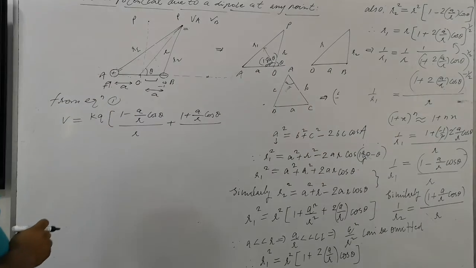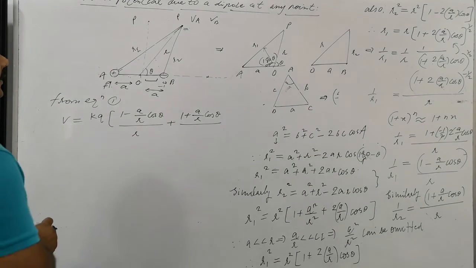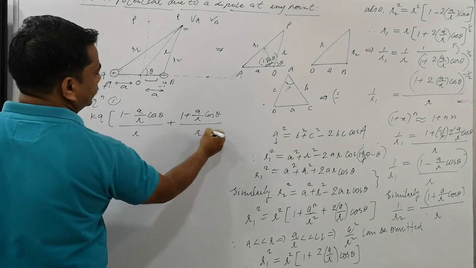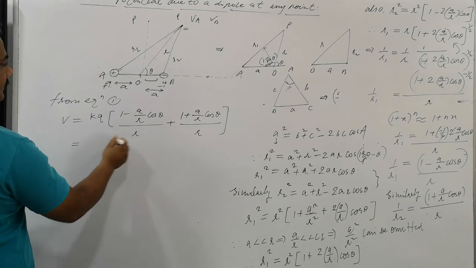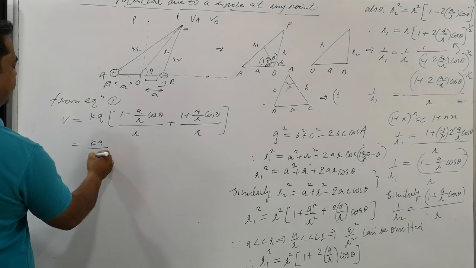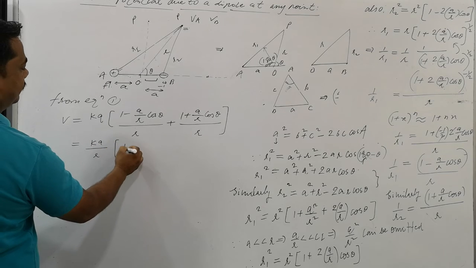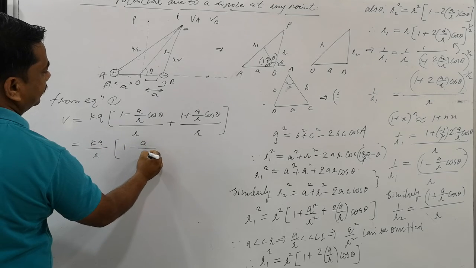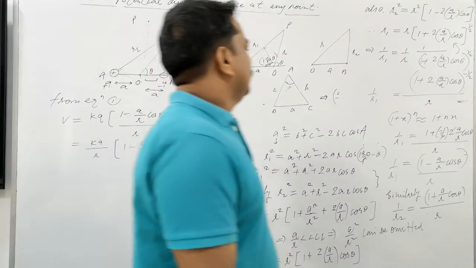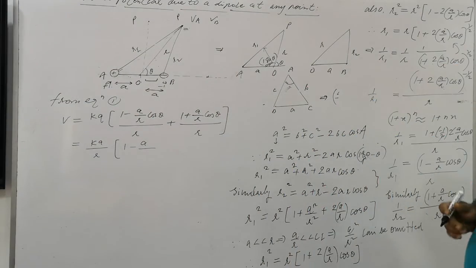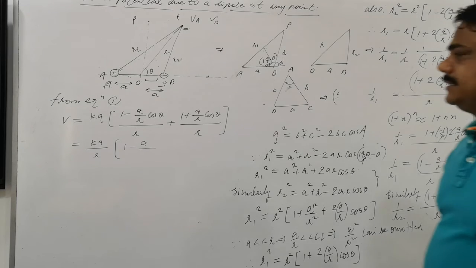Is the 1 by R1 value positive? No, negative. And here, what is common in them? R is common, KQ by R. And here 1 minus A by... sorry, there is something mistaken. What is the mistake in here?